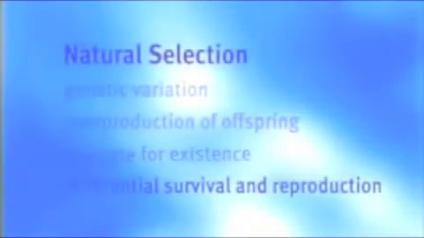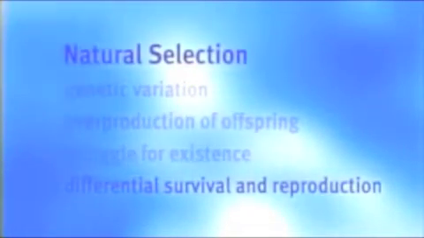That is, populations change in response to environmental pressures, and they become adapted to new conditions, and they change over time. Natural selection, the key evolutionary mechanism Darwin identified, is really four processes: genetic variation, overproduction of offspring, struggle for existence, and differential survival and reproduction.